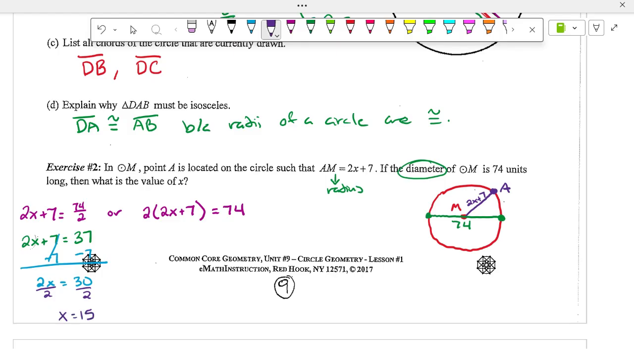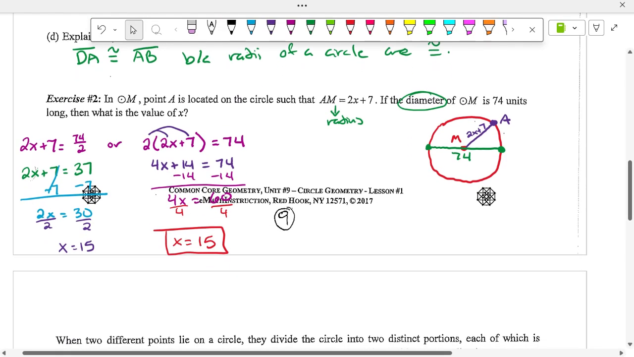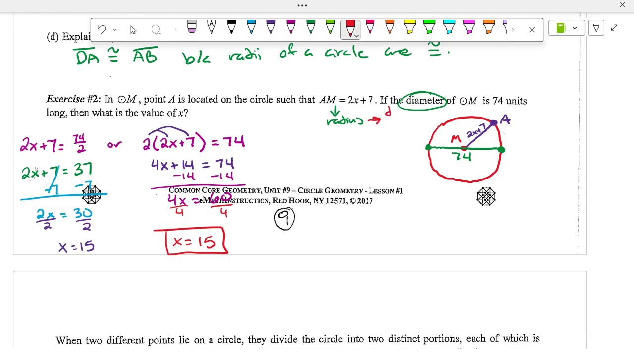Now, let's say I solve the other one. What would you do first? So distribute, yeah. So 4x plus what is equal to 74. Good. 4x is equal to 60. Divide by 4. X is still equal to 15. So regardless of which way you set it up, you do get the exact same answer. The biggest thing that you had to know was that the radius is half the diameter, or that the diameter is twice the radius. That's what you had to know for that problem.